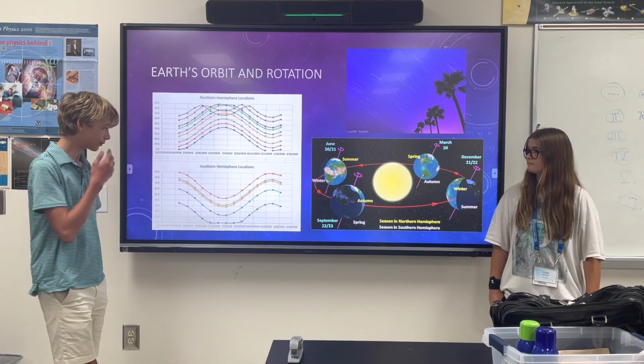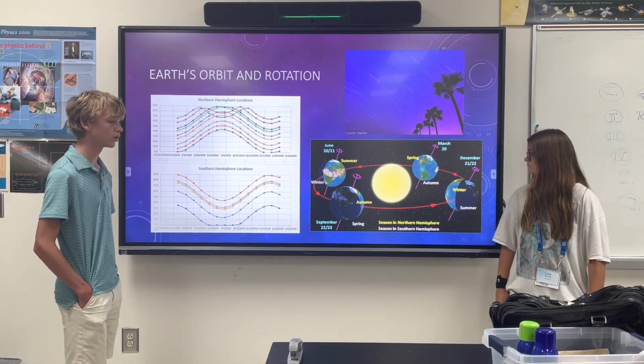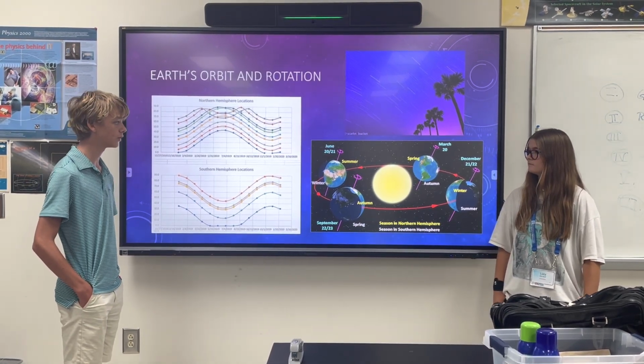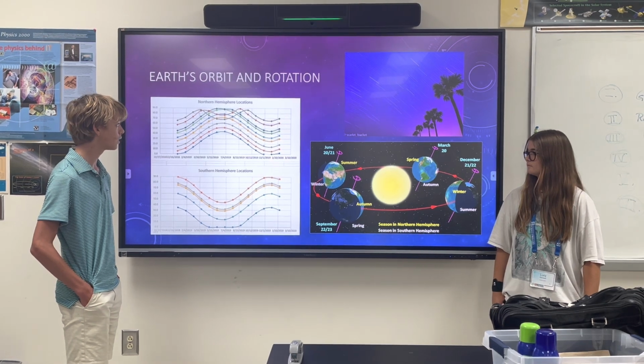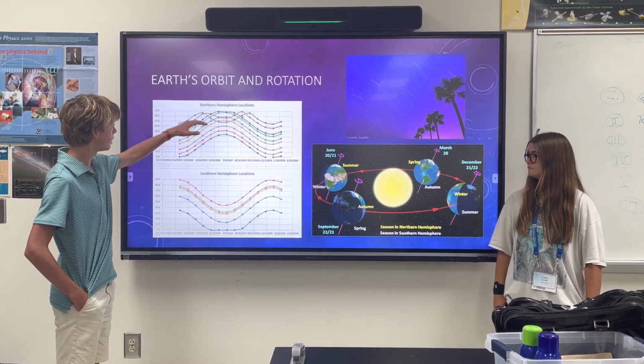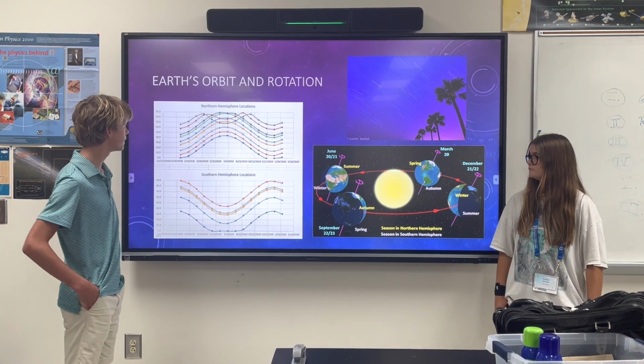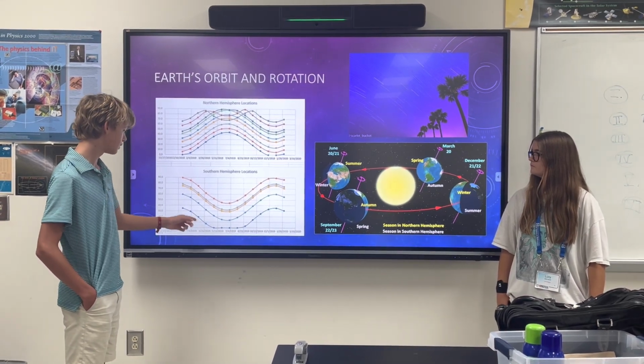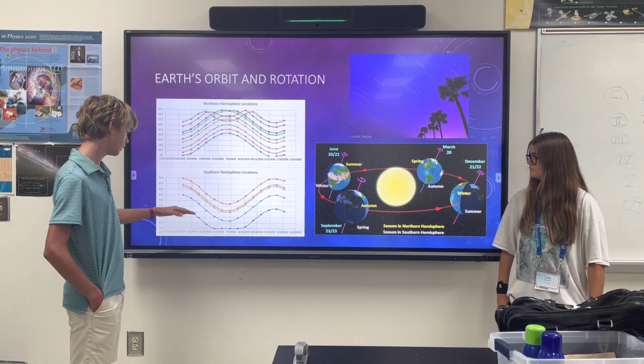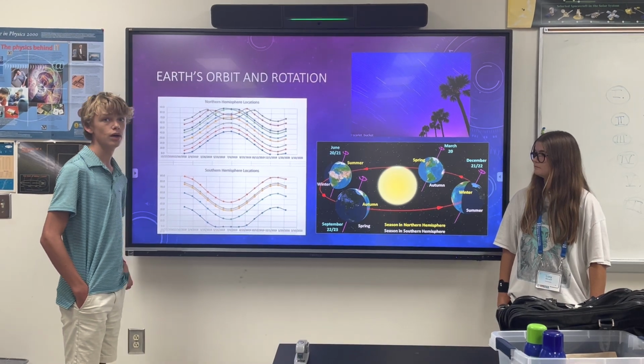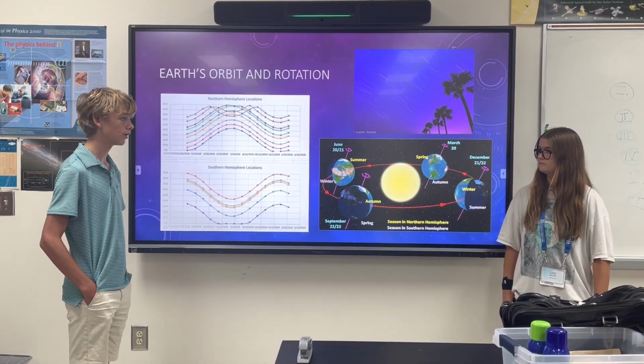And on the Tropic of Capricorn, which is about 23.5 degrees below the equator, you can see it has a weird curve to it. And if you get really close to the poles, it'll start having a flat line where you don't see a lot of sun for a lot of the day.